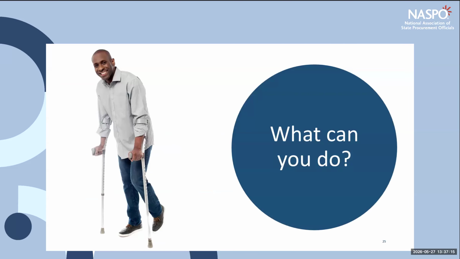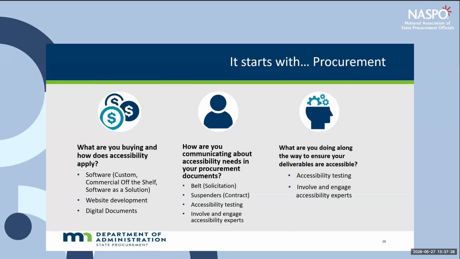So what can you do? I'm going to talk about the tools and how we build this into procurement, and the things that really matter for the different kinds of purchases that we make. It's really important that you start with what you are buying and how accessibility applies to it. So if you're buying software, that can be custom, commercial off the shelf, or software as a service. It can be website development, or it might be digital documents. And I will say, documents have been an area that for a long time was overlooked. We didn't necessarily have a clear requirement in our contracts that digital documents were accessible as well.